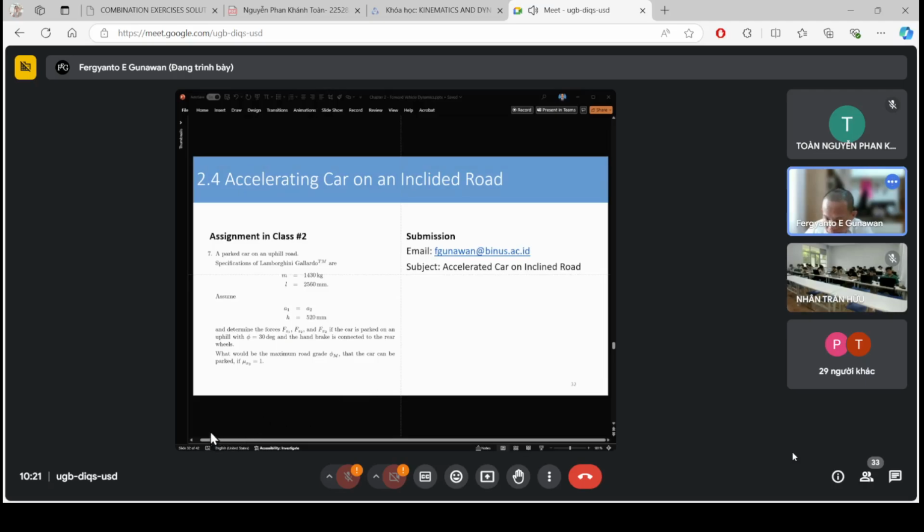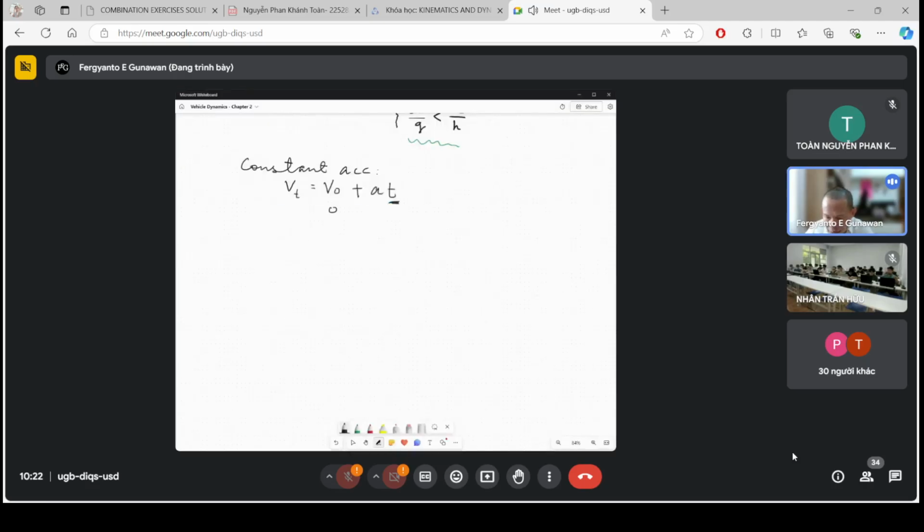Consider the maximum parking angle. So just a moment, let me share something else. Okay, so now let's talk about the maximum parking angle, right? About the maximum parking angle.